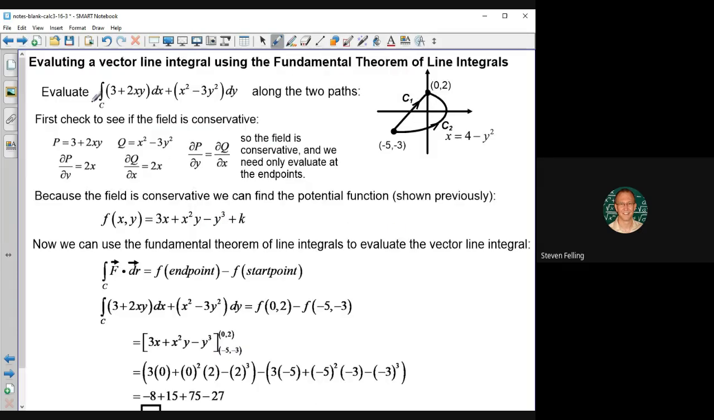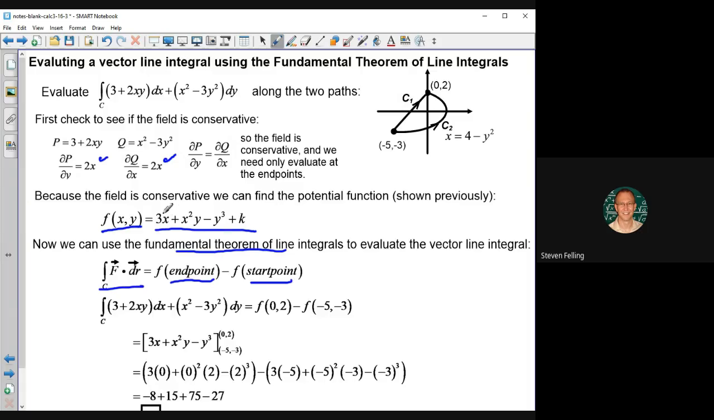So the way we would go about evaluating this is first we would check to see if the function is conservative, which we would show that, yep, these are equal. Then we would go through the steps we just went through to figure out what the potential function is. And then we would use the fundamental theorem of line integrals to evaluate, because this is equal to this potential function with the endpoint plugged in minus the potential function with the start point plugged in.